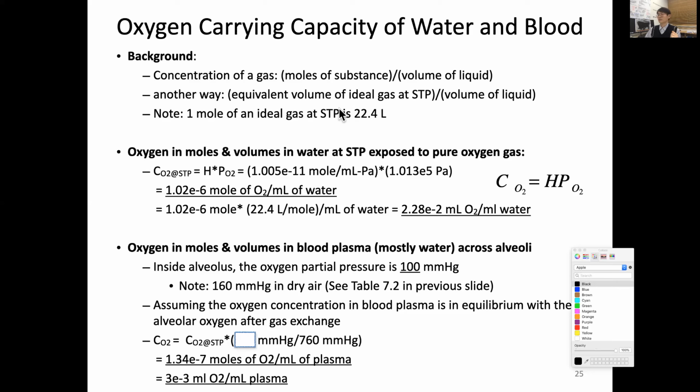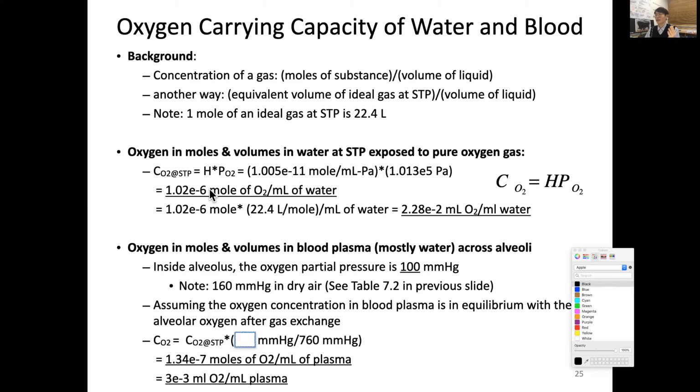So let's use this for calculating oxygen in moles or in volumes in water at standard temperature and pressure when the water is exposed to pure oxygen gas, which is 100% oxygen. Then from the previous oxygen solubility equation, we can calculate it. The oxygen concentration in water at STP is H times the partial pressure. H we already have from the empirical formula, and pure oxygen gas has a partial pressure of just 1 atm, which is this.